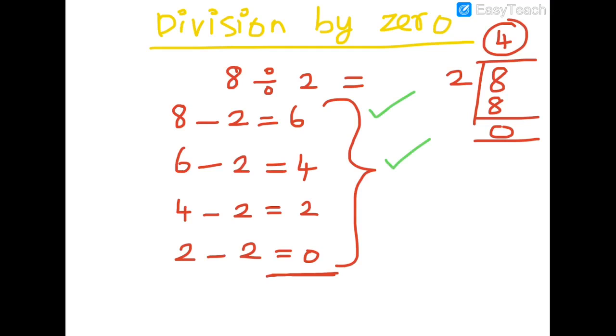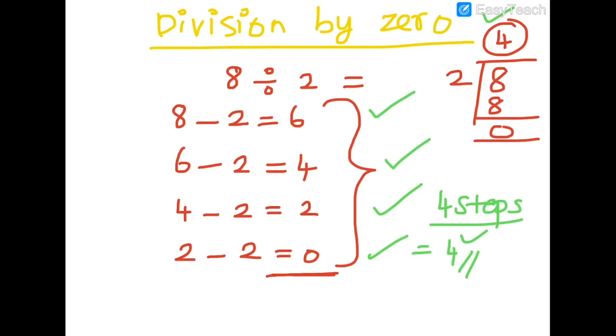Here it is 1, 2, 3, 4. That means I followed 4 steps. Am I right? 4 steps means that is the answer, so the answer is 4. So 8 divided by 2, what is the answer? 4. That means we can divide any number by repeatedly subtracting the same number. For example, see here, I will write 10 divided by 2. What is the answer?